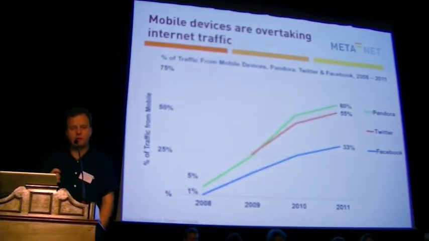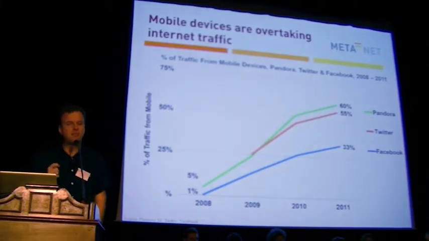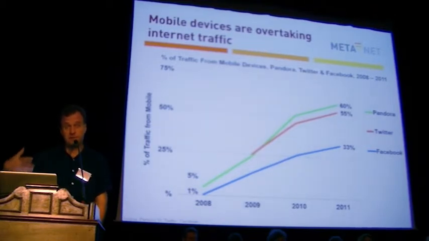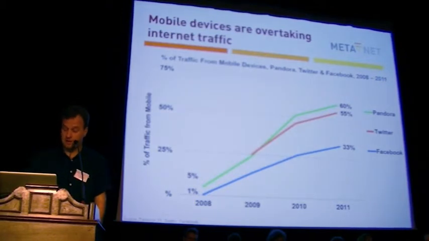One more point on the mobile web. Here is a comparison of 3 services: Facebook, Twitter, and Pandora. The amount of traffic generated by mobile devices is going extremely high. You see 50 to 60 percent, which is a good incentive to reason about how to approach this from the user interface side and so on.